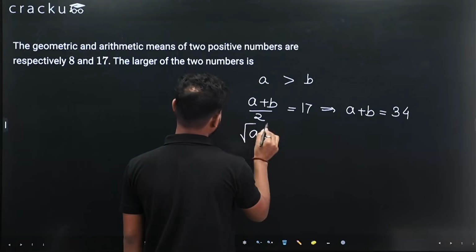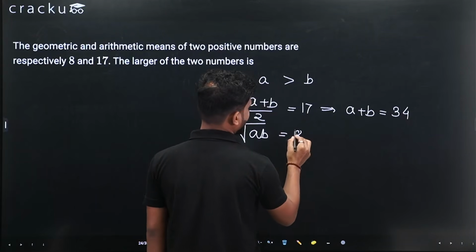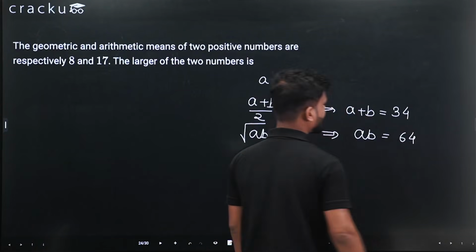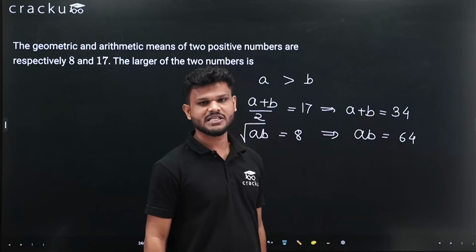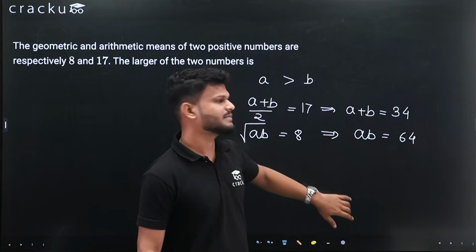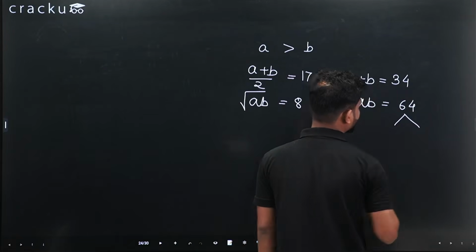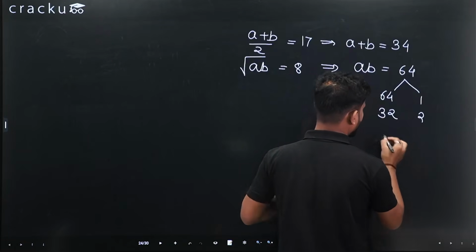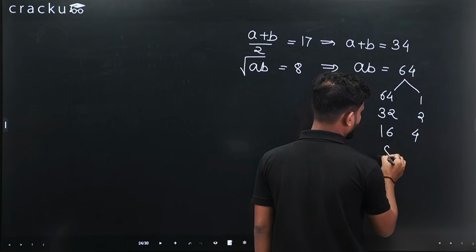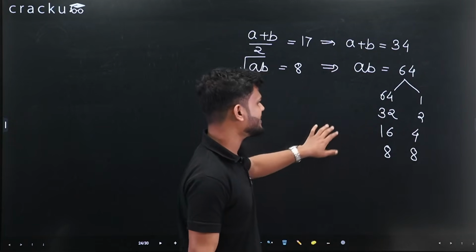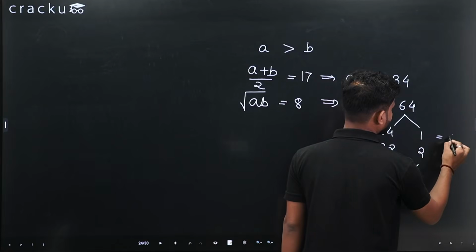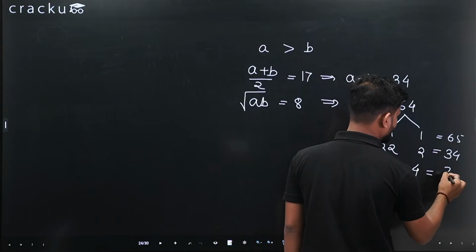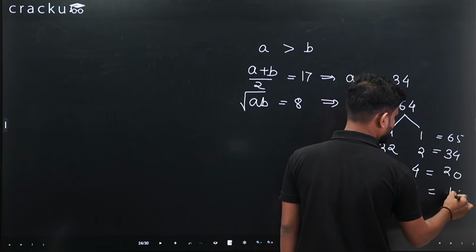Geometric mean, under root AB, is given as 8. From here AB is equal to 64. Now you need to find the factors of 64 such that the sum of both of them is 34. 64 is 64 into 1, or 32 into 2, or 16 into 4, or 8 into 8. What is 64 plus 1? It is 65. What is 32 plus 2? It is 34. 16 plus 4 is 20. 8 plus 8 is 16.